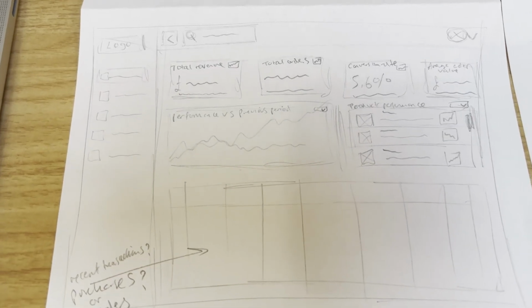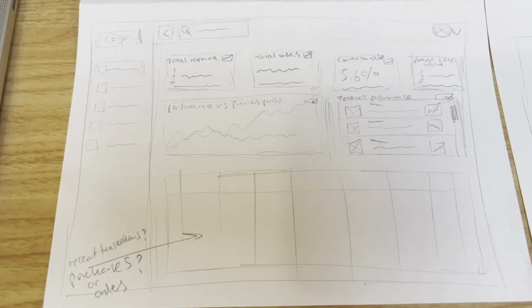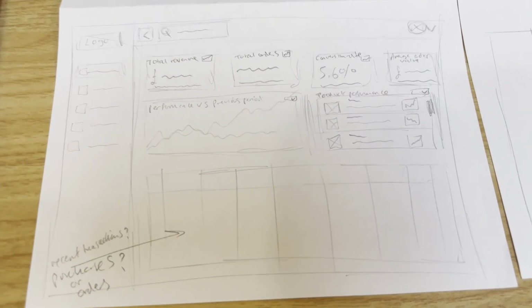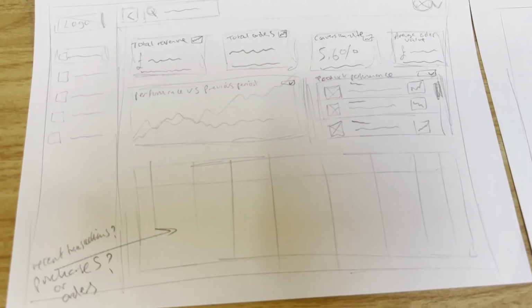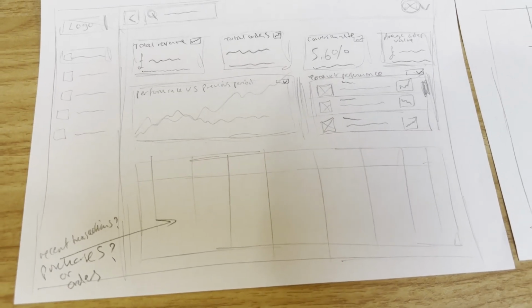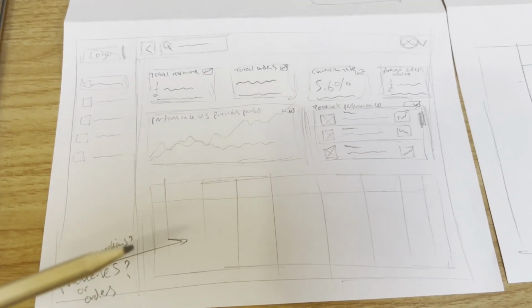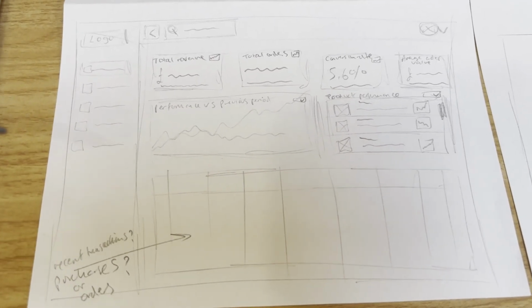Okay, so what I've done is looked at our key metrics. So these are the high level metrics that we need. So revenue and orders, conversion rate and average order value, traffic overview, top and low performing products, performance versus previous period. So what I've done is I've started to sketch out some layouts and some rough ideas.